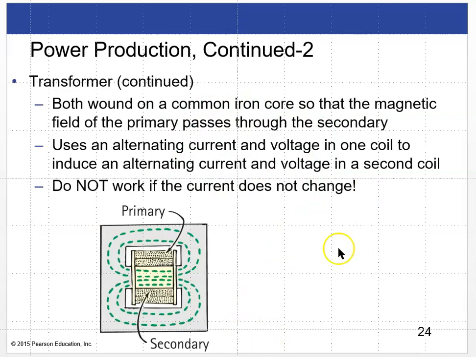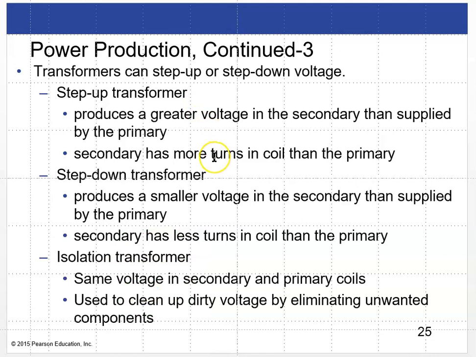So the primary has the AC input, the secondary is connected to the load. Now what's inside a transformer? Basically two coils of wire, primary and secondary, wrapped around a common iron core, and the common iron core enhances and contains the magnetic field so it all stays in the primary and the secondary. It uses an alternating current and voltage in one coil to induce an alternating current and voltage in the second coil. If the current doesn't change, this doesn't work. So in other words, if you connect this up to DC, the DC won't come out.